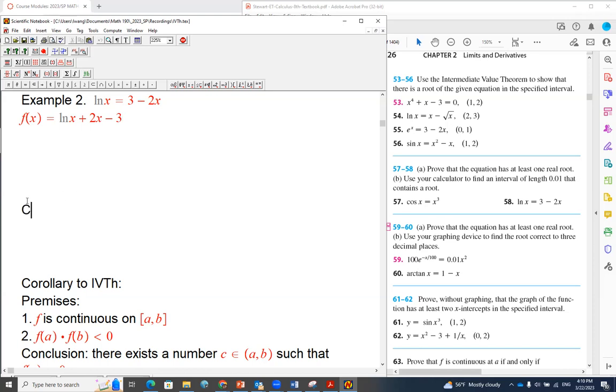On the scratch paper, think out loud. I need to figure out those 2 numbers. It's a process of trial and error. ln 1 is 0, so we may think, let's try ln 1. X replaced by 1, ln 1 is 0, so it's 0 plus 2 minus 3. It's a negative.